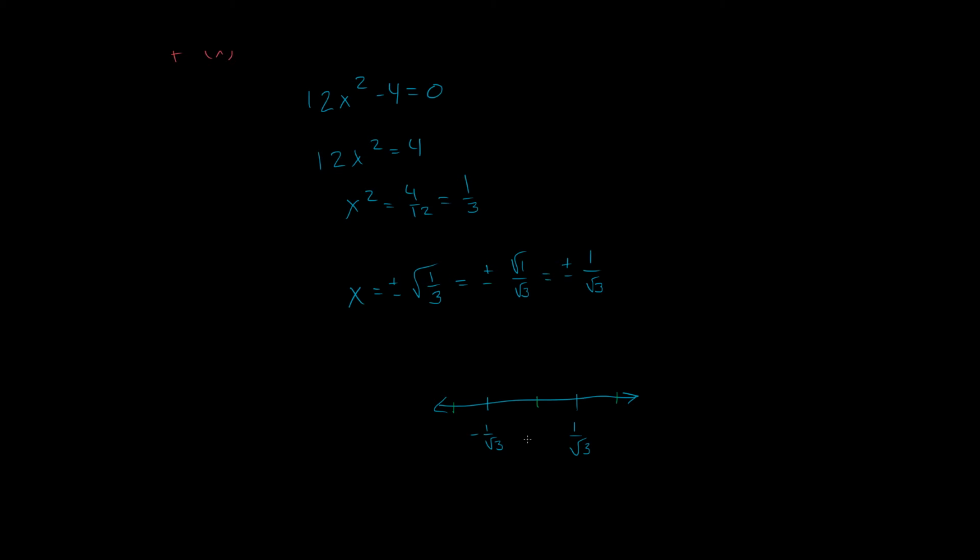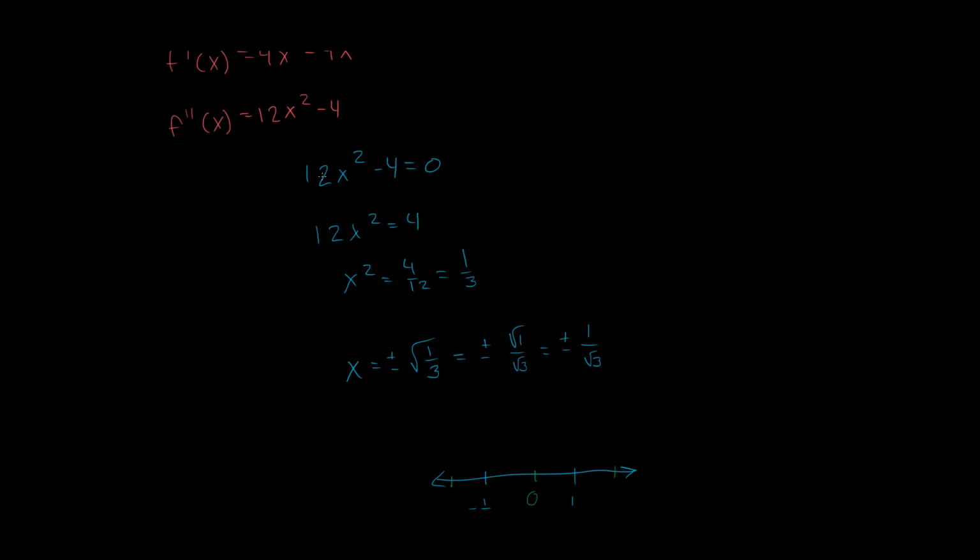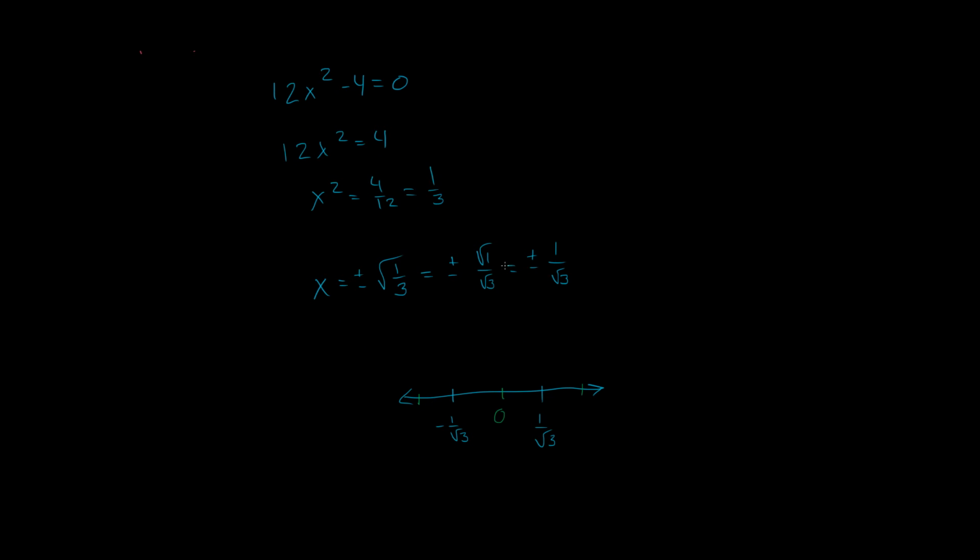So I'm going to start off with the middle interval between negative 1 over root 3 and positive 1 over root 3. An easy number to plug in is 0. So let's plug 0 in. We get 0 squared is 0, 12 times 0 is 0, minus 4 is negative 4. Which is negative, so here we're concave down.